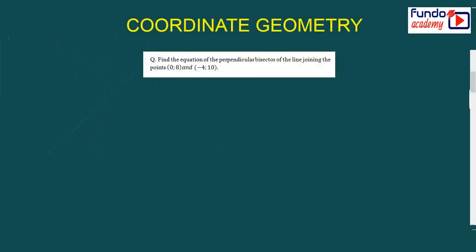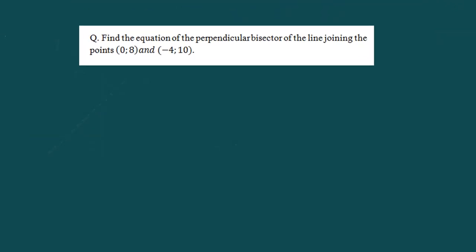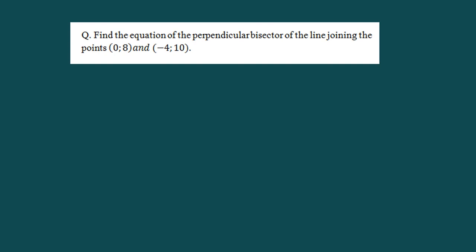Now let's take a look at this example. Find the equation of the perpendicular bisector of the line joining the points (0, 8) and (-4, 10). In this case we want to find the perpendicular bisector of a line joining 2 points. So let's just have a little drawing on this.